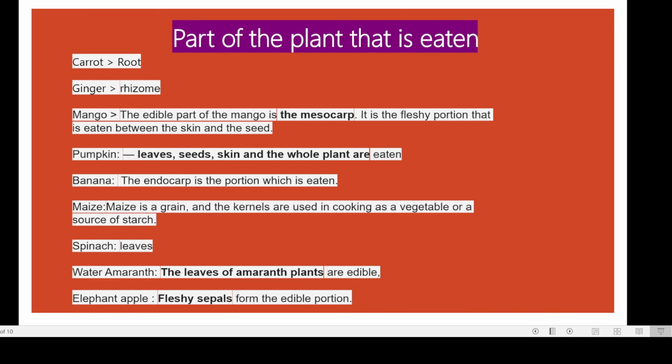In banana, the endocarp portion is eaten. In the case of maize, which is considered a grain, the kernel is used for cooking as a vegetable or as a source of starch. In spinach, leaves are used as food, and in water amaranth, the leaves of amaranth plants are edible. For elephant plants, the fleshy sepals form the edible portion.